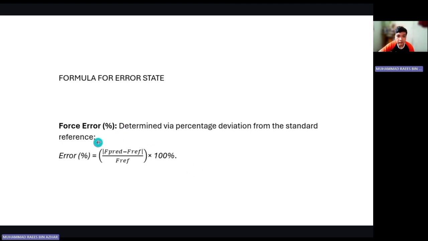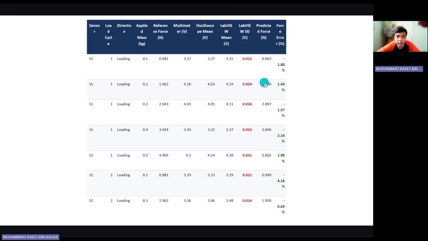So here is the definition. We usually use force error. We usually calculate force error in a percentage form. So we have the predicted force, and this is the reference force. The predicted force is usually predicted before we run the experiment, and the reference force is the data that we get from the experiment. So we take the predicted force minus the reference force, divide it by the reference force, and times 100 to get the percentage rate. I'm going to show an example.